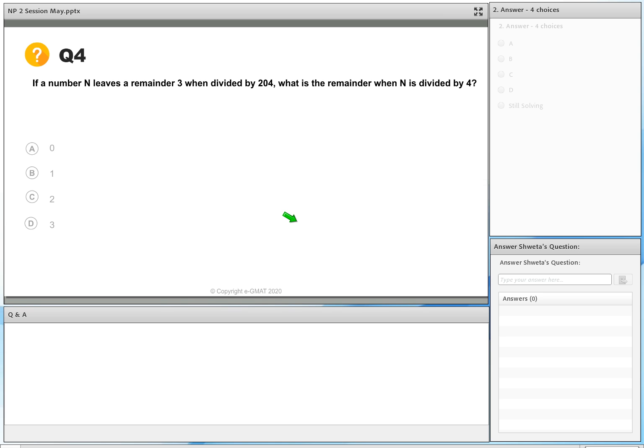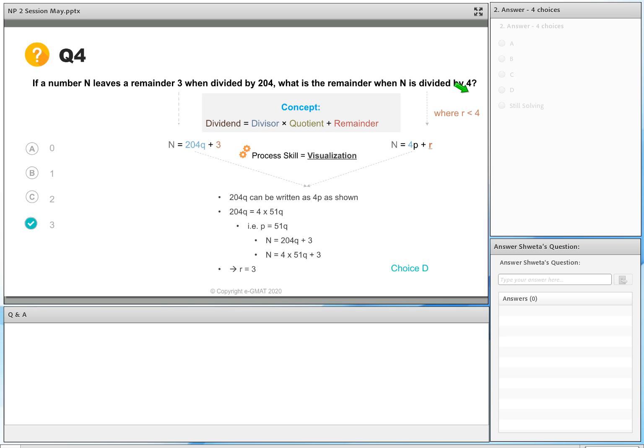So let's discuss this one. Again, for those who had not understood the DNR equation, now is the time to understand this. You have a dividend n. You know the remainder is going to be 3 if I divide n by 204. That is, when the divisor is 204. Then they ask, what is the remainder if the same dividend is divided by another divisor, which is 4? Now the relationship that we know is this: dividend is equal to divisor times quotient plus remainder.